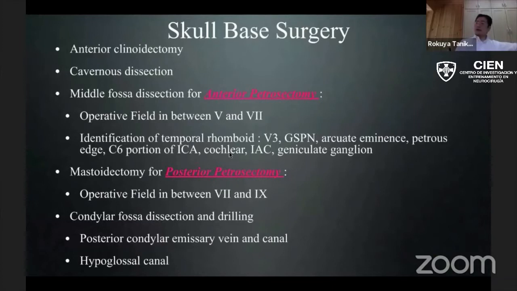This is important. And in posterior petrosectomy, we have to do a mastoidectomy. We can get the operative field between the facial nerve and the ninth nerve.